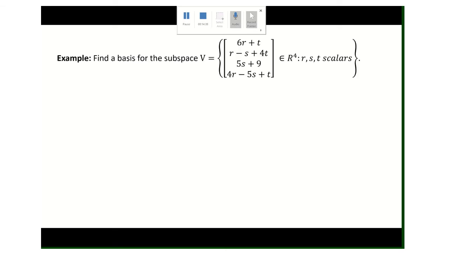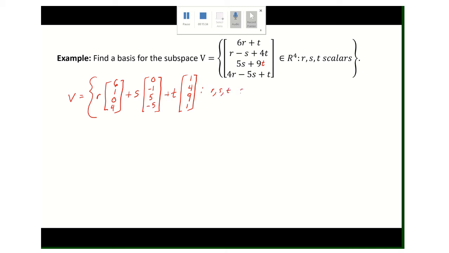Another example, find a basis for this subspace where R, S, and T are scalars. Okay, so again, we're going to look at what V is. We've seen enough now that we can describe V as a set of vectors. So this V is equal to R times 6, 1, 0, 4 plus S times 0, negative 1, 5, and minus 5 plus 9T times 1, 4, 9, and 1, where R, S, and T are scalars.